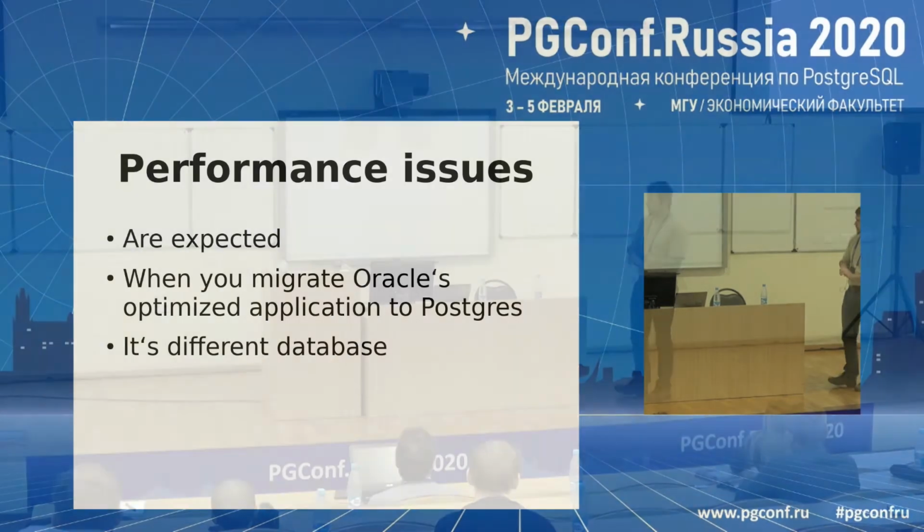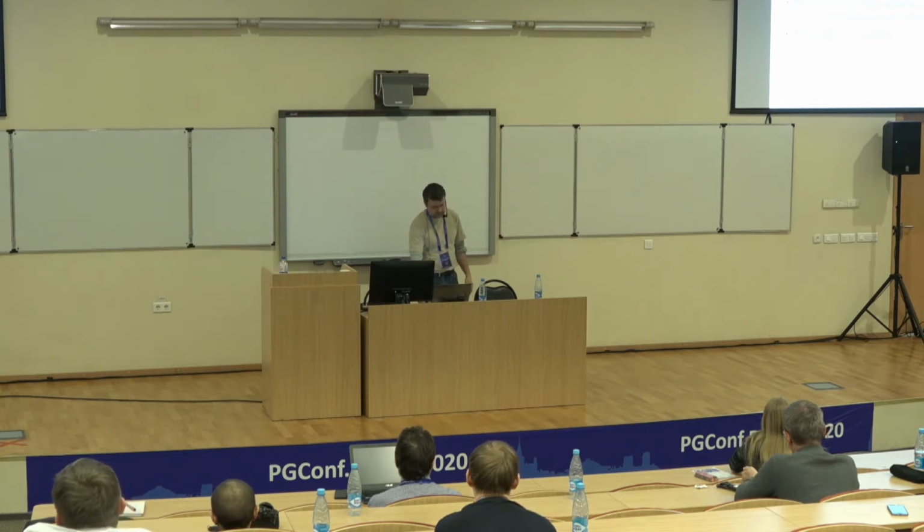Why are there performance issues? Because Postgres is not Oracle. Maybe some people say Postgres is a cheap or gratis Oracle, but it's not true. Postgres is one database, Oracle is a second database. And when you migrate a product between these databases, you have to expect that something will be different.